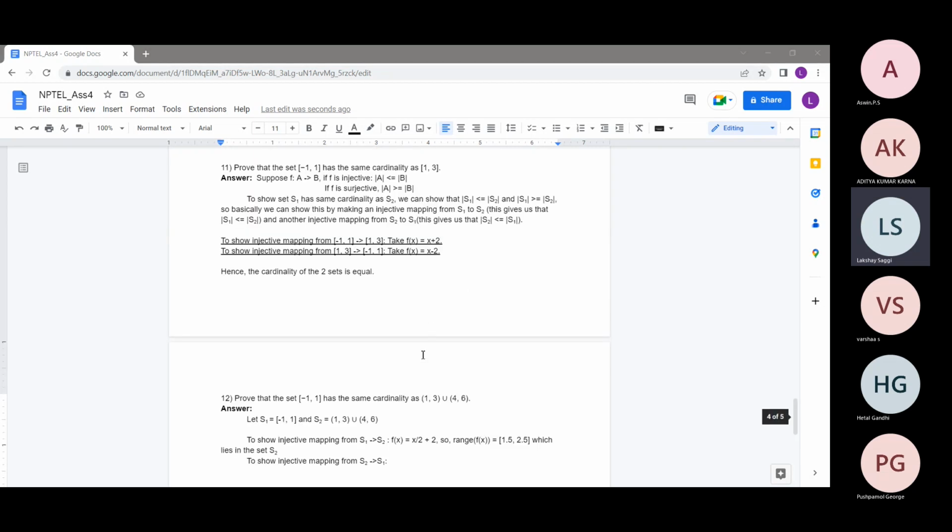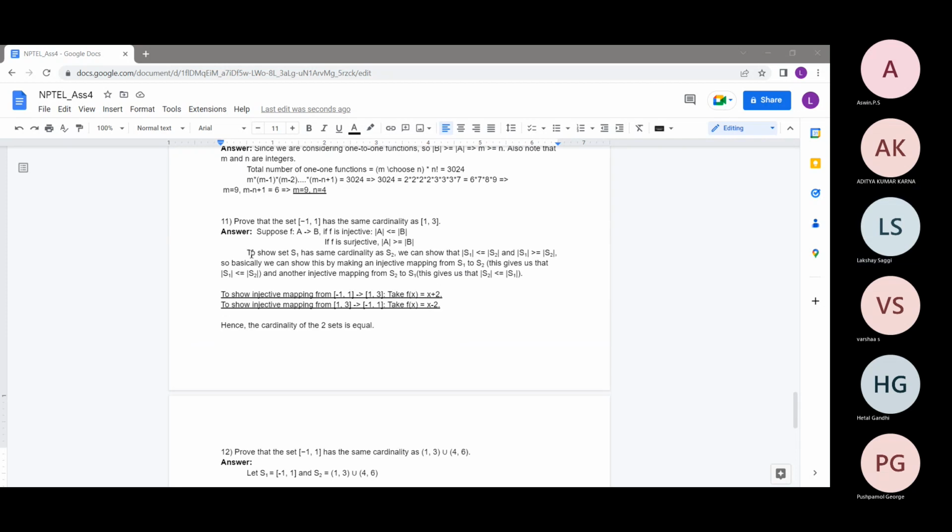So, sorry, guys. To show that set S1 has same cardinality as S2, we can just show that basically cardinality of S1 is less than equal to S2 and S1 is greater than equal to S2. I don't think there will be too much doubt in this statement. And basically, we have also seen in lectures that if we have a function from A to B and f is injective, then we can say that A is less than equals to B, right?